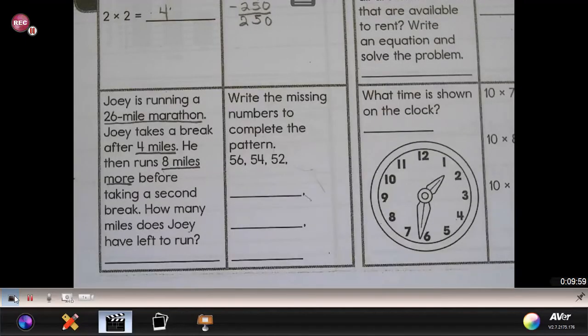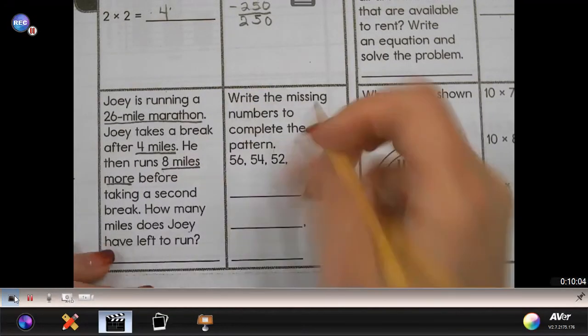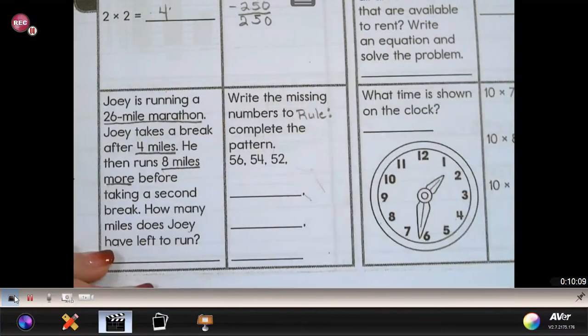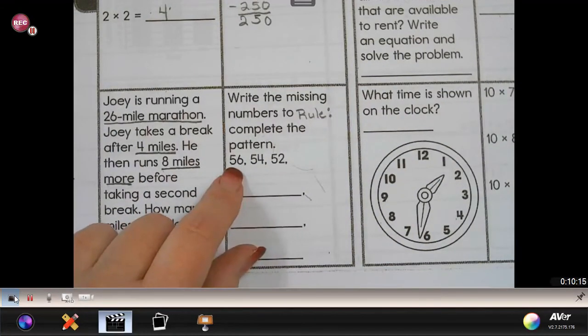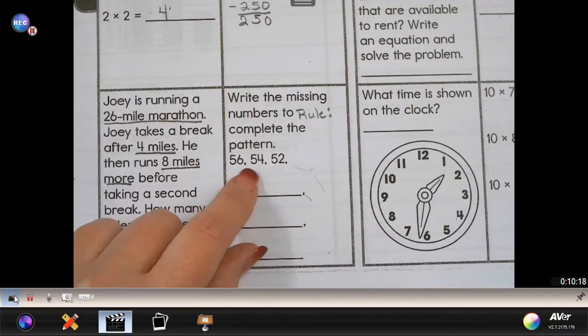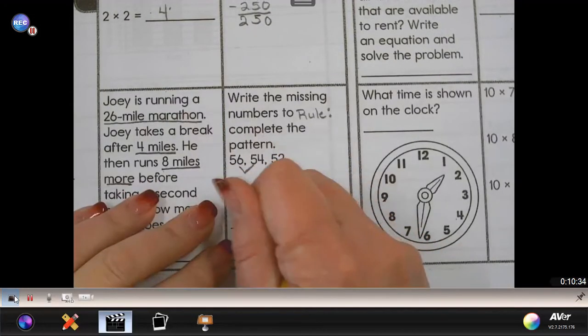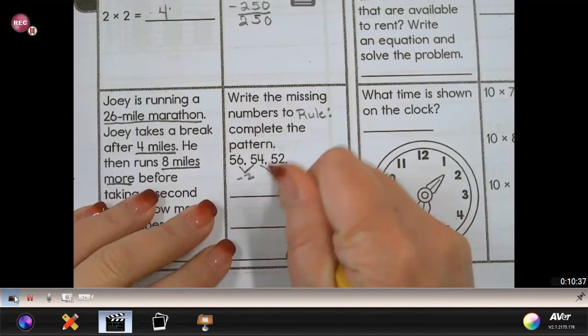My next problem has to do with a missing number in a pattern. And we need to know what the rule is, what's happening each time we go from one number to the next. One thing that we notice, hopefully right away, is that our numbers are decreasing or going down. Now we just need to figure out how much they are going down each time. So if I start with 56 and I count back to 54, 55 and 54 would mean that I have subtracted 2 here. Let's see if that happens here.